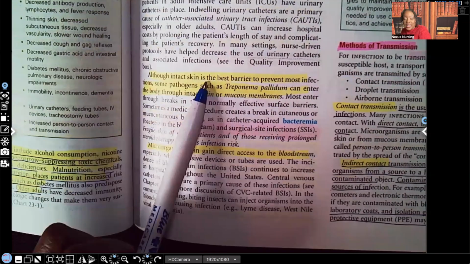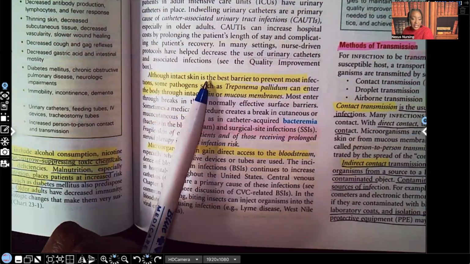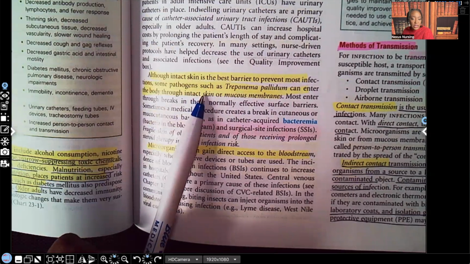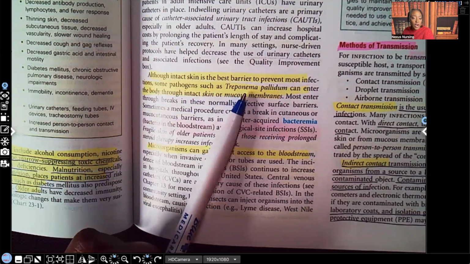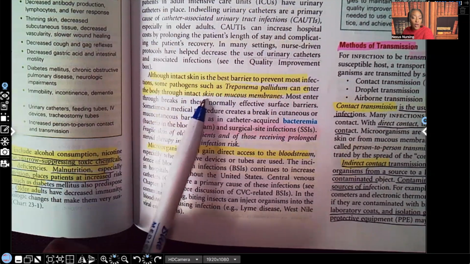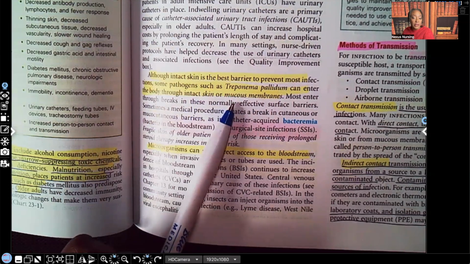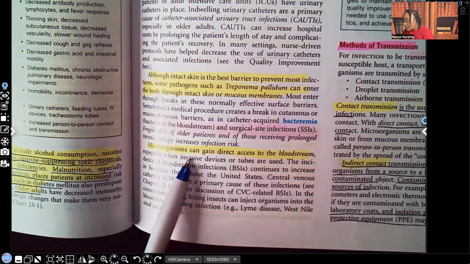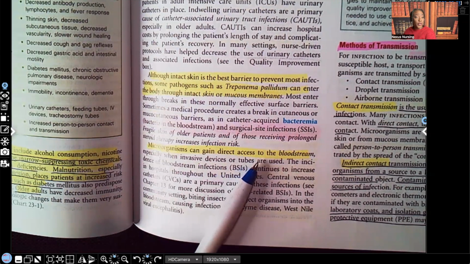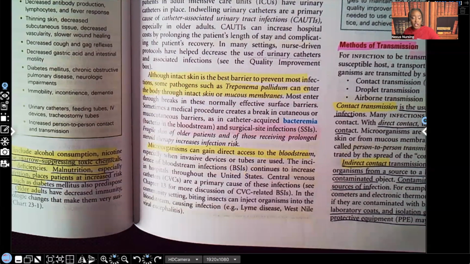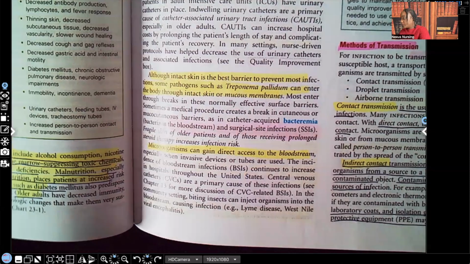Although intact skin is the best barrier to prevent infections, some pathogens, such as, I'm not going to try to pronounce this one, but you see it, can enter the body through intact skin or mucous membranes. It can just be absorbed. Microorganisms can gain direct access to the bloodstream. And that's the worst one, guys, because guess what? That blood is going throughout your entire body. That can cause a patient to have a septic infection, which is very serious.